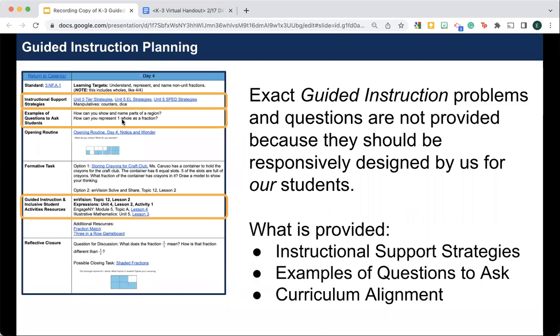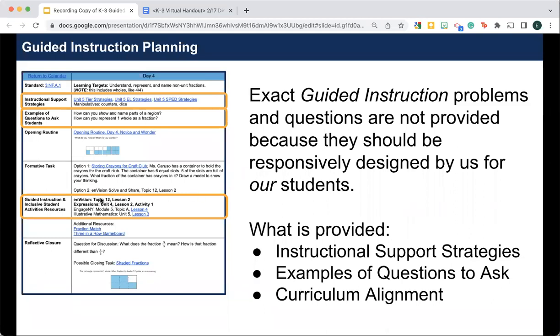We also provide questions that you can ask students. Again, you can leverage those questions during guided instruction. But the resource that you will most leverage during guided instruction is this row right here. If you are a school that uses Envision, you will most likely go to that lesson and pull questions from it. Expressions, same thing. Go to that lesson, pull questions from it.